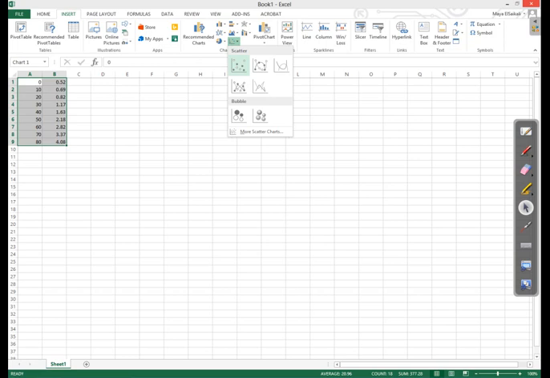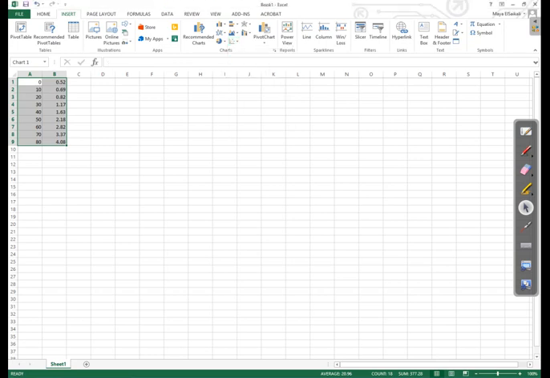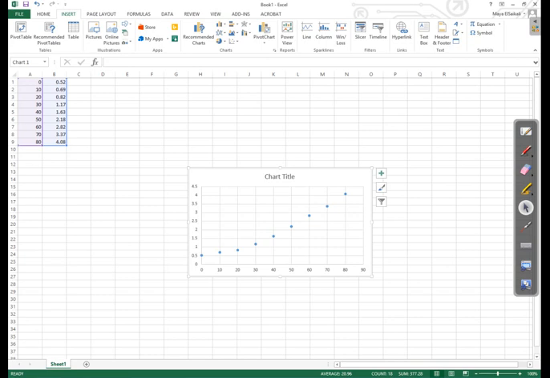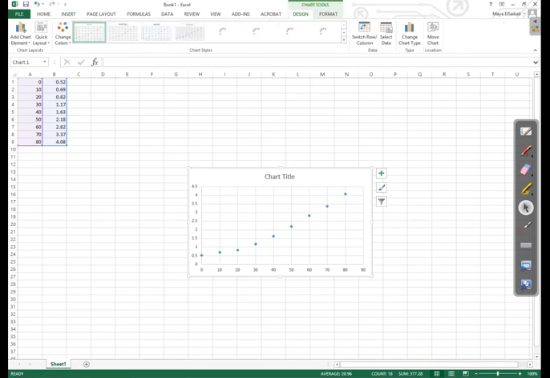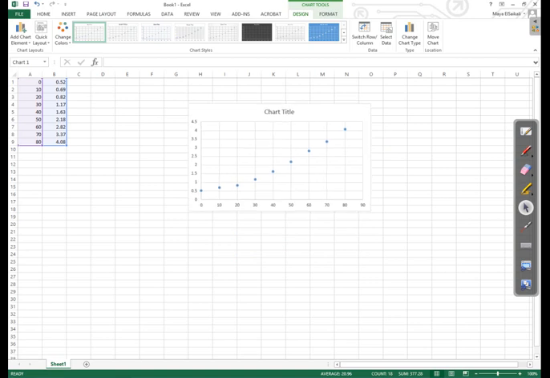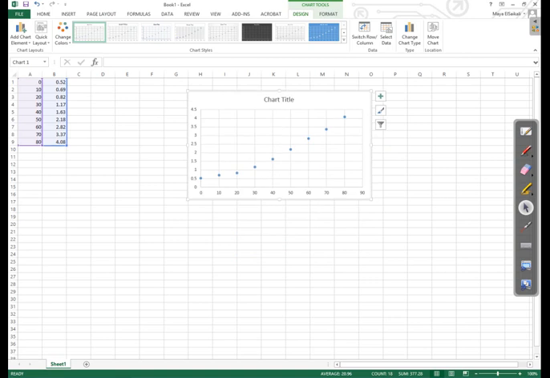What are the things that I'm looking for on the graph? Label the axis, right? And a chart title. So these are very important things that I'm looking for. I'm looking for the equation, right? So this is what it should look like. Is that what you guys have? Yes. Okay.